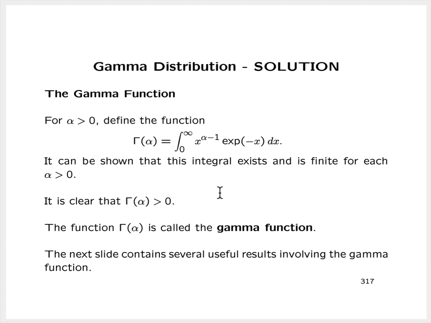So anyway, this function gamma is called the gamma function. And again, it shows up in the denominator of the PDF of the gamma distribution.